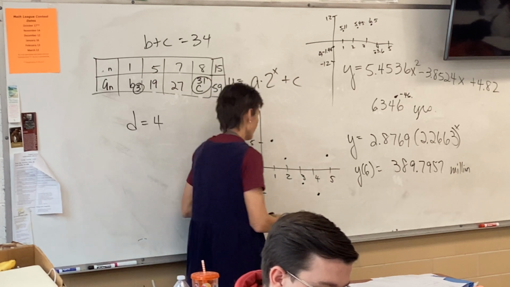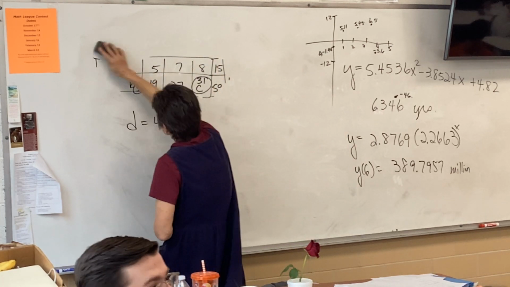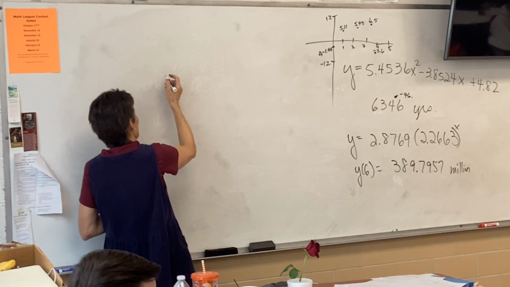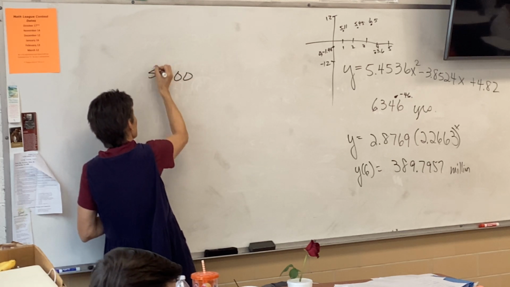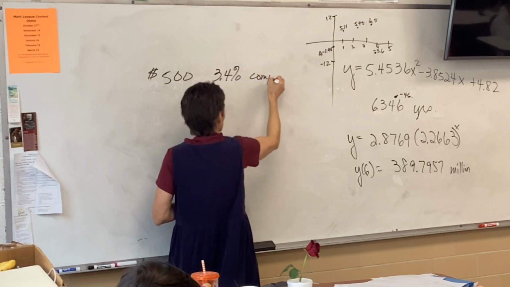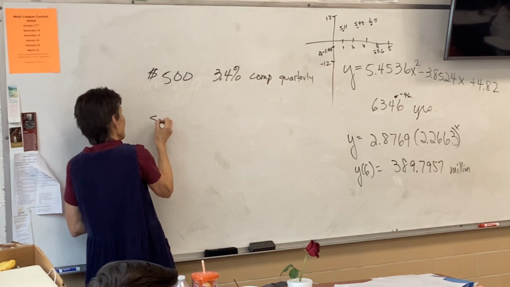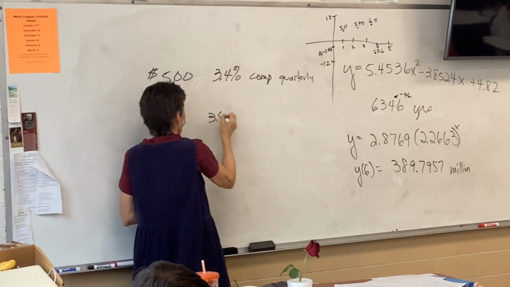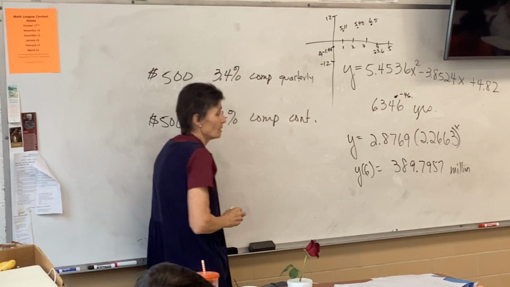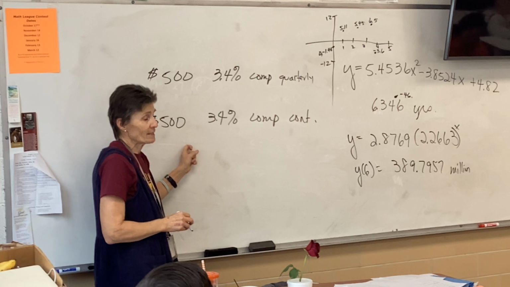Let's be sure we're clear on money problems. We did some of those in our other reviews. Let's suppose you invest $500 at 3.4% compounded quarterly, and your friend invests $500 at 3.4% compounded continuously. Who's gonna make more money? This is you, this is your friend. Your friend's gonna make more money. How much more money is your friend gonna make?